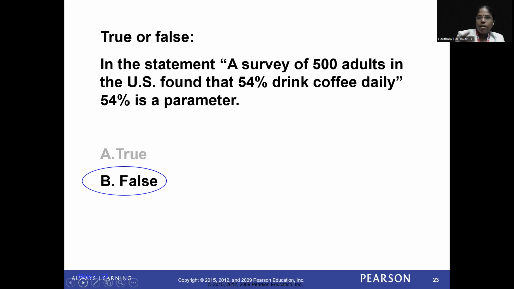But we already know that a survey of 500 adults in the US is a sample. From that sample only, we are getting this inference, that 54% drink coffee daily. So this tells you about the numerical description of a sample. So we need to take it as a sample statistic, not a parameter. Okay, so that's why it is false.